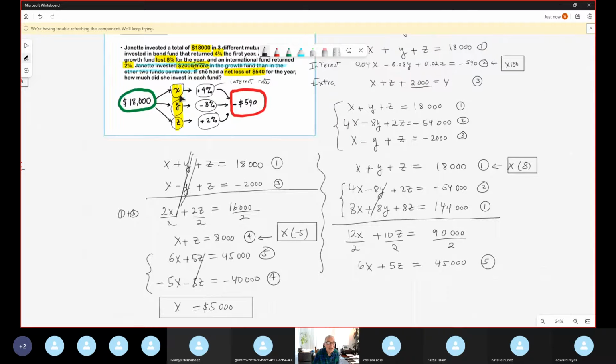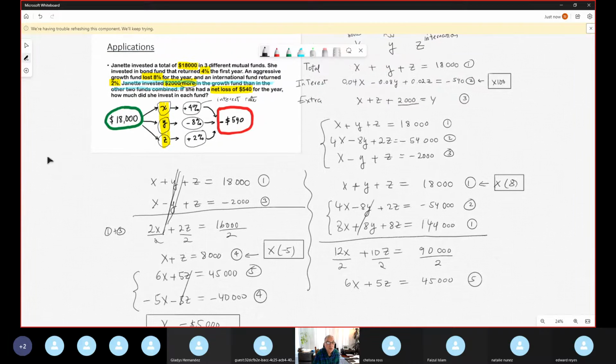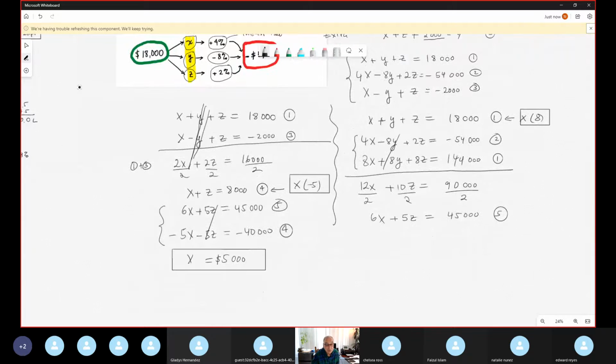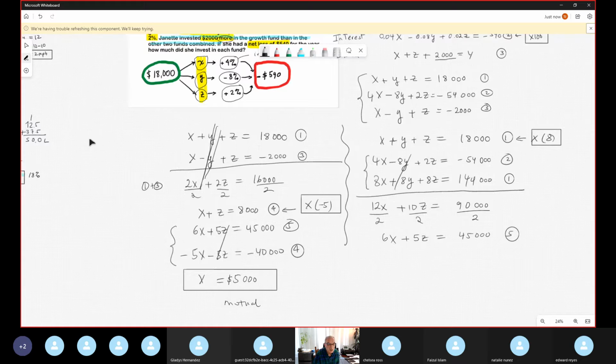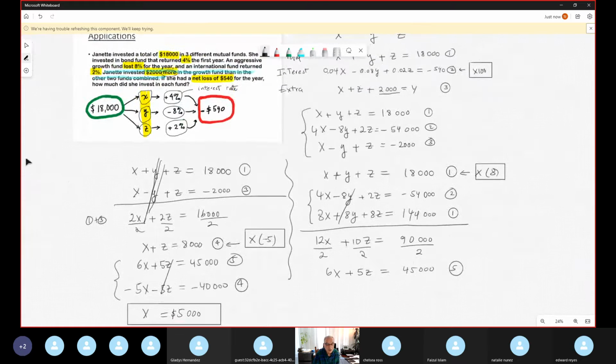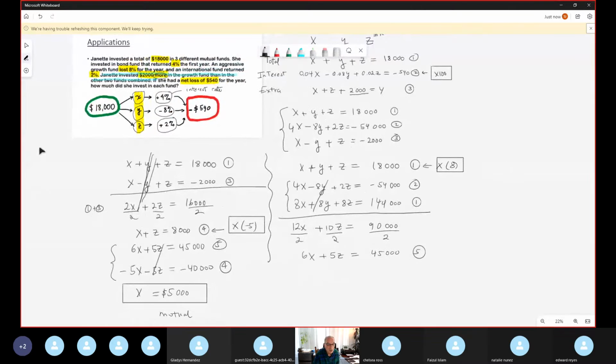X is the first account that represents the mutual funds. It's the mutual fund money. So Jenny, no, Janet. Jenny is my student, my fantastic student. Janet split the money, the 18,000 that she has, and put 5,000 in the mutual fund account.